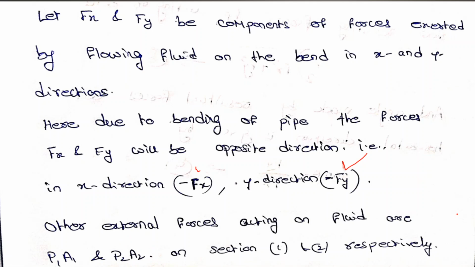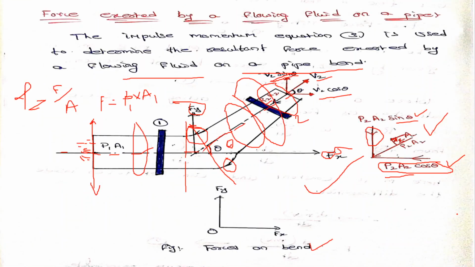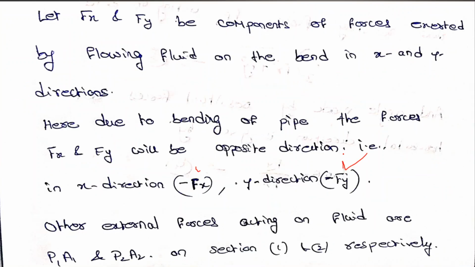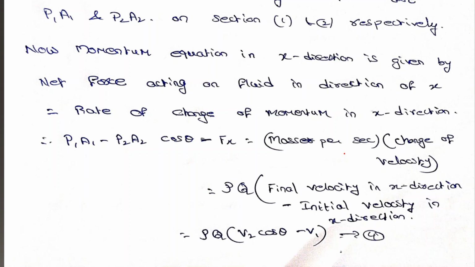Other external forces like F is equal to P into A are there. Obviously, if you see in the diagram, P1A1 is there, and P2A2. Okay, these are the external forces at section 1 and section 2 respectively. Now let us go to the derivation. Here P1A1 and P2A2 on section 1 and 2 respectively.